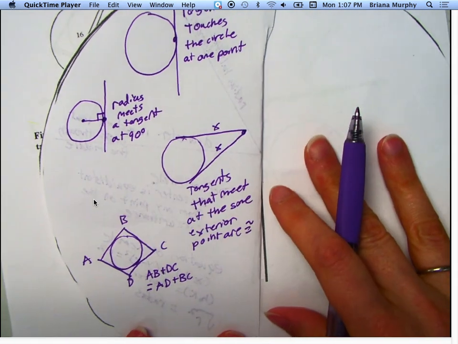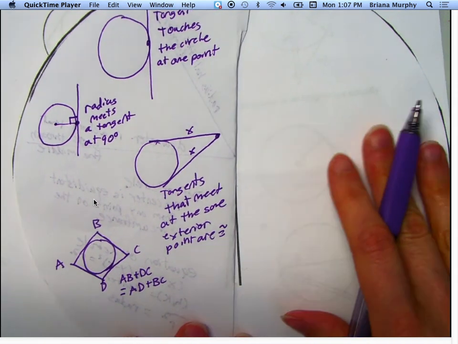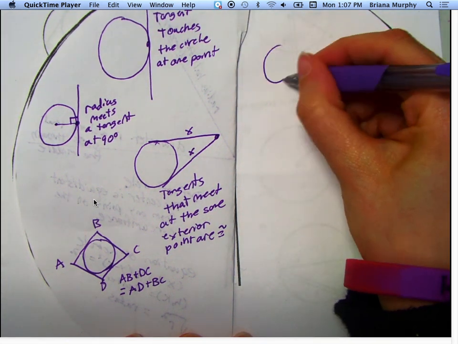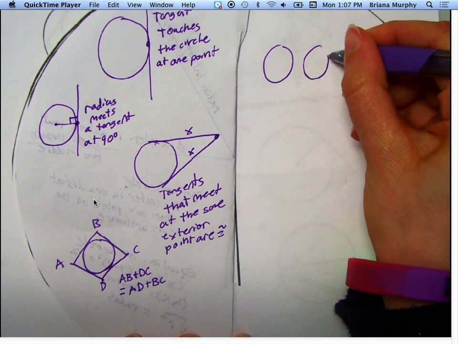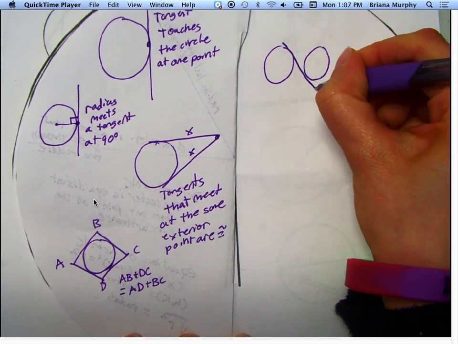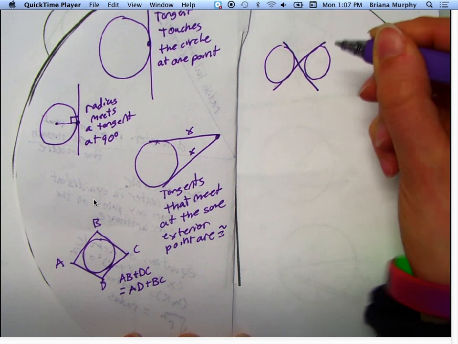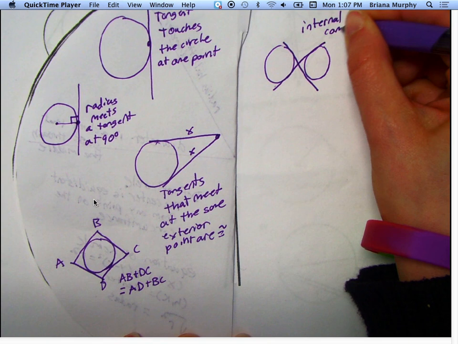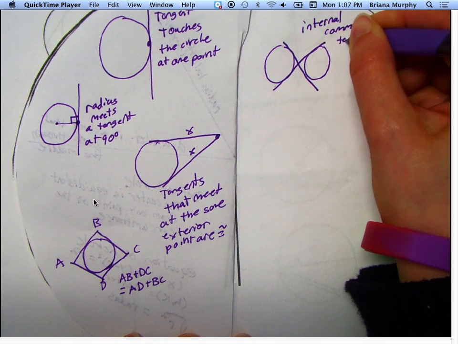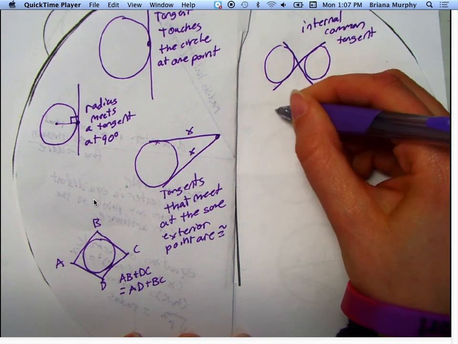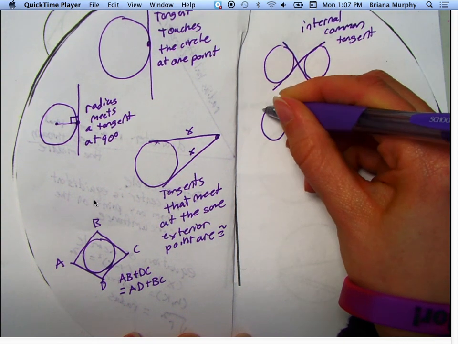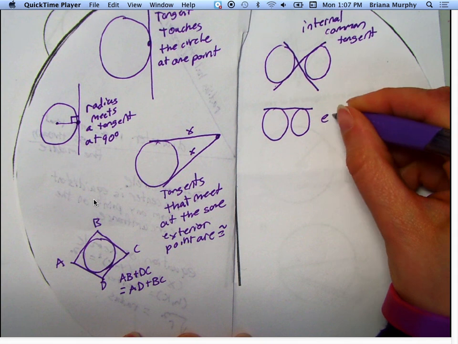Okay. Now we're going to look at the other side. We're going to add a couple of things about different types of tangents. We have internal tangents and external tangents. So see how they cross in between the two? We call that an internal common tangent. And then if we have 2 circles again, that's like an external common tangent.